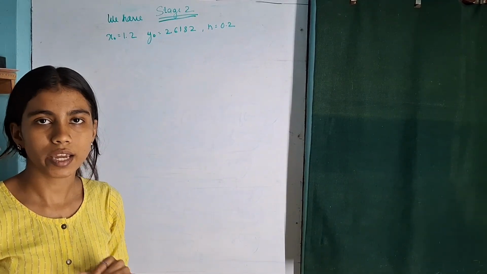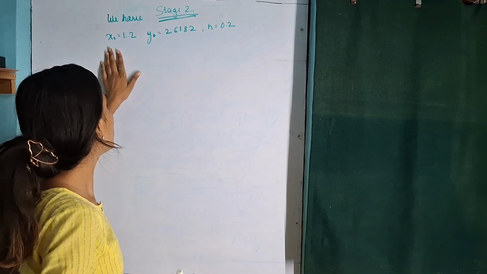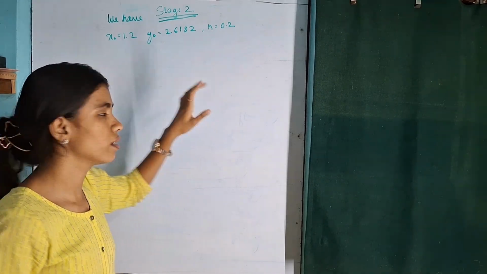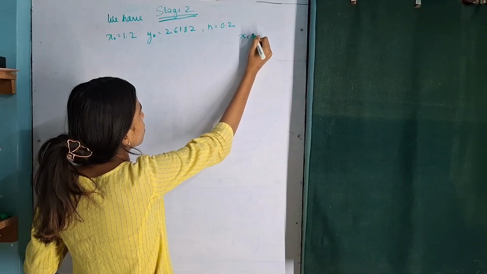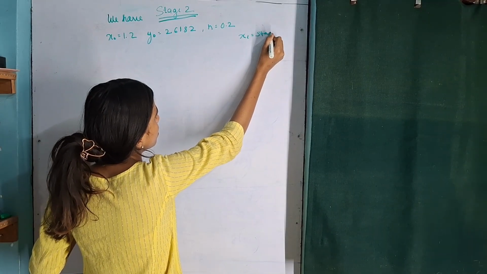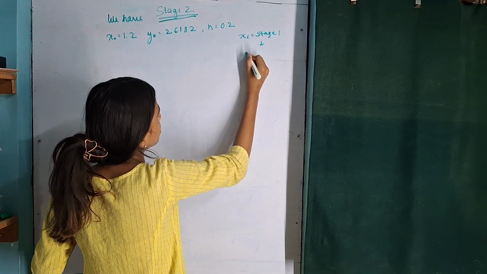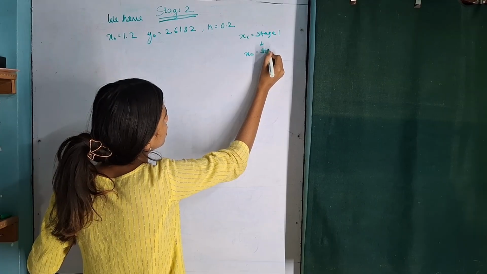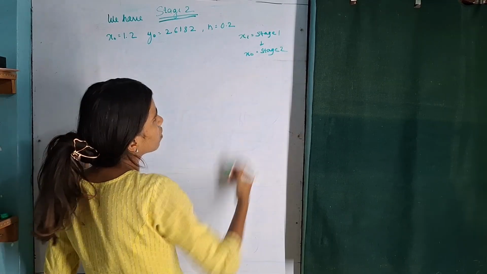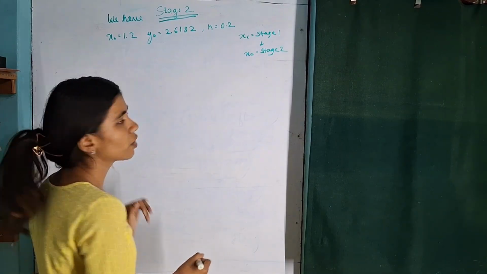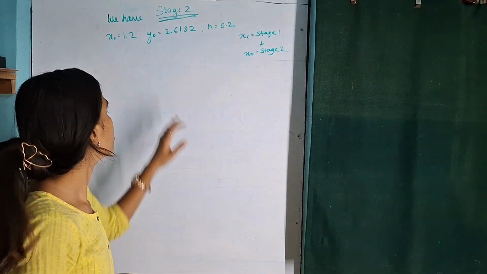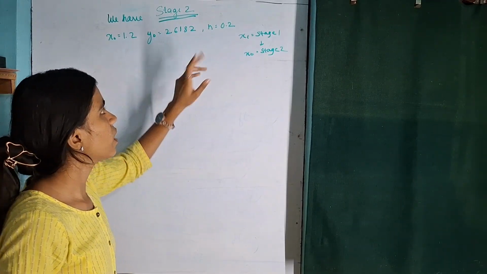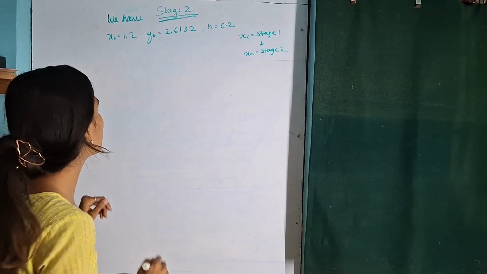In stage 2, x naught is 1.2. How is 1.2 your x naught? Whatever your x1 was in stage 1, that will be your x naught in stage 2. And your y naught is the final answer you got, the one where two values came out the same. y naught is 2.6182. Your h is equal to 0.2.